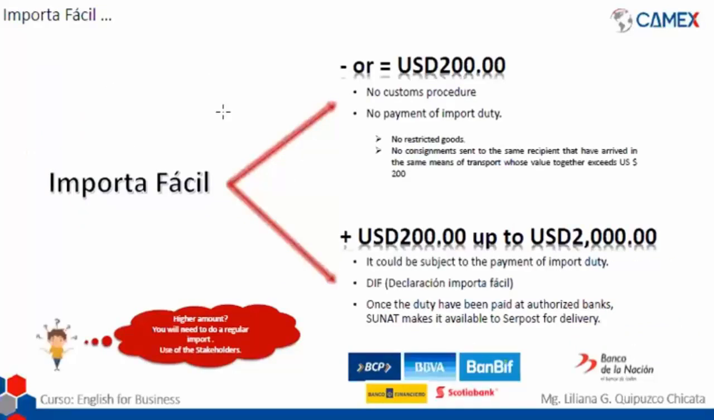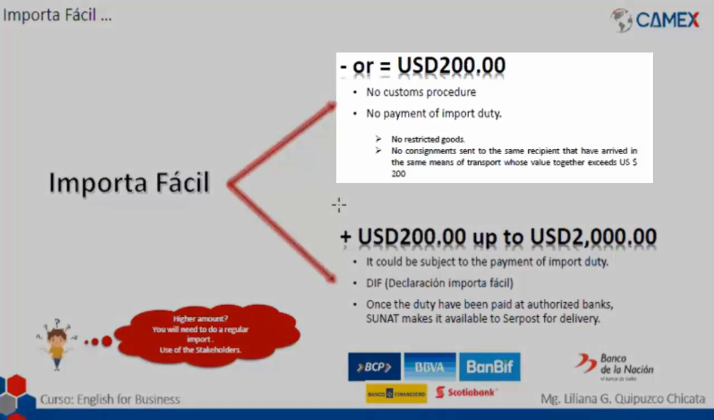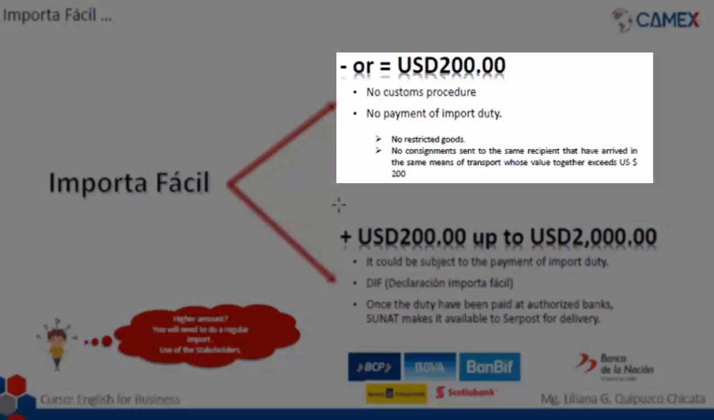Now, how does Importa Fácil work? In this case, we have also two options. If we are importing less than $200 or our product is $200, you won't have any customs procedure. So you will just buy and wait in your house for your product until the mailman will bring it to your house.